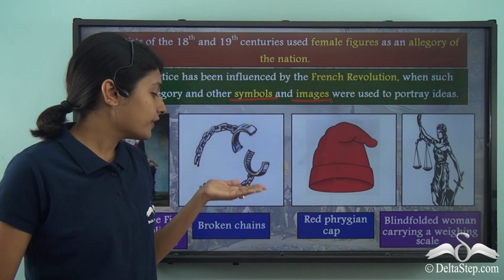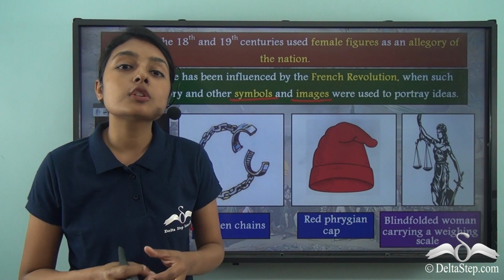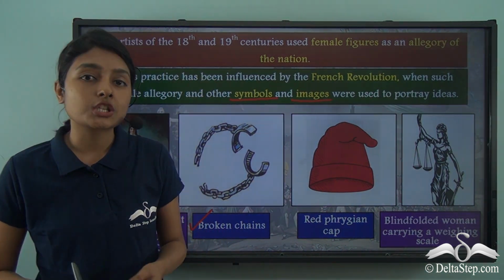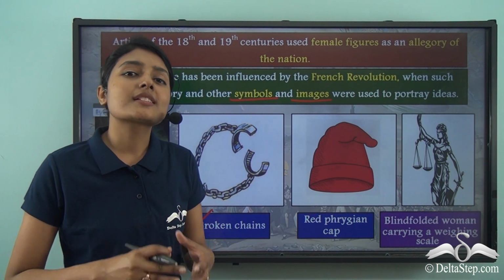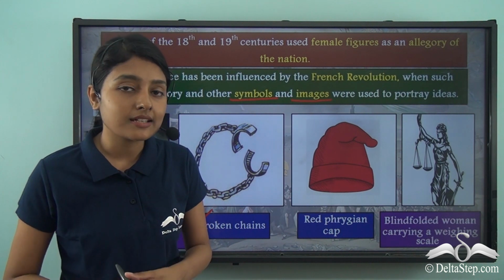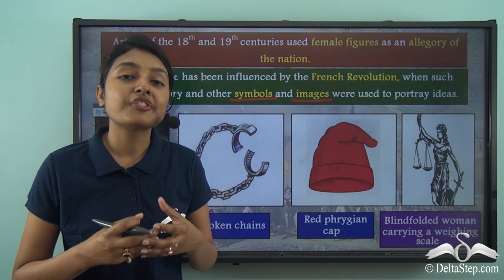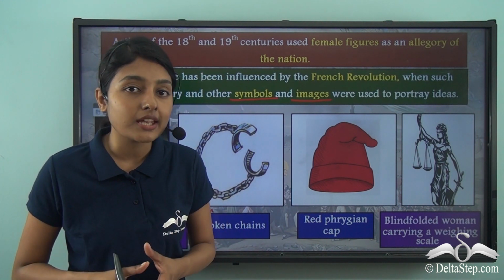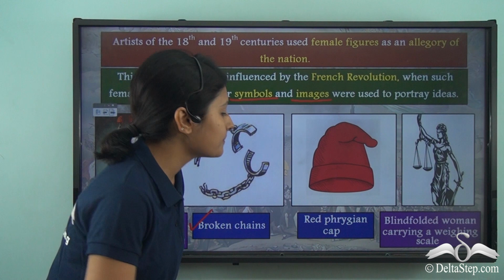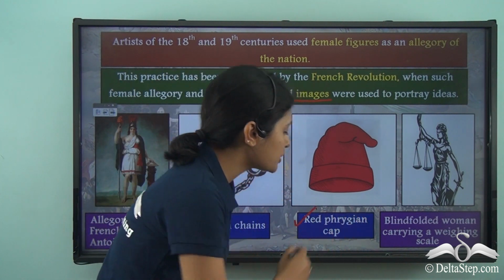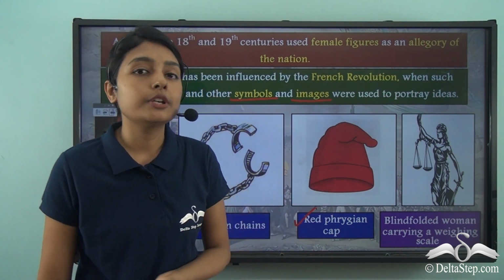On the other hand, we have another symbol of broken chains. These broken chains stood for freedom from oppression, because the members of the third estate, the poorer lot in French society, were exploited by the members of the first and the second estates as well as by the monarchy. And these people, in an expression of breaking free, used this symbol of broken chains. Here we have another symbol, which is that of the red Phrygian cap. This red Phrygian cap also stood for the idea of liberty.